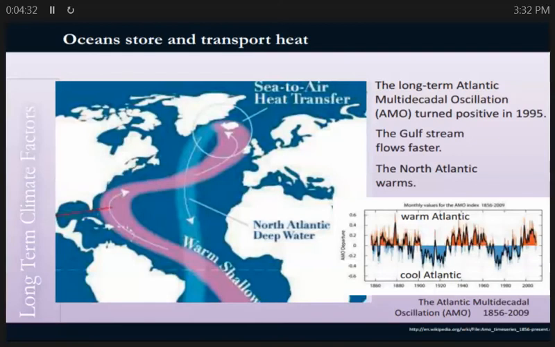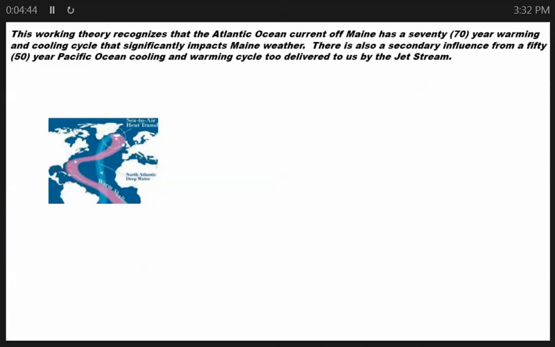Now the theory relates to the fact that oceans store and transport heat, and we have the Atlantic Ocean right off of our coast. The working theory recognizes that the Atlantic Ocean current off Maine has a 70-year warming and cooling cycle that significantly impacts Maine weather. There is also a secondary influence from a 50-year Pacific Ocean cooling and warming cycle, which is delivered to us via the jet stream.